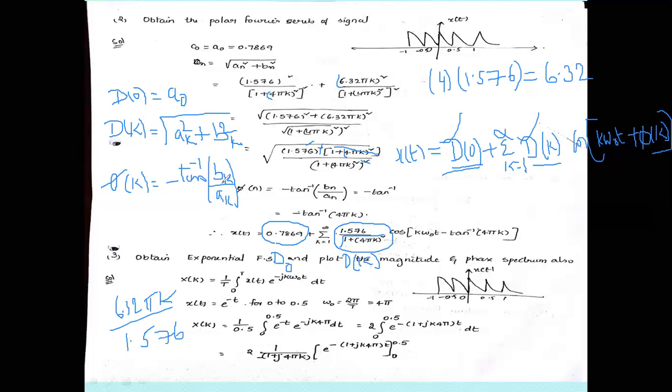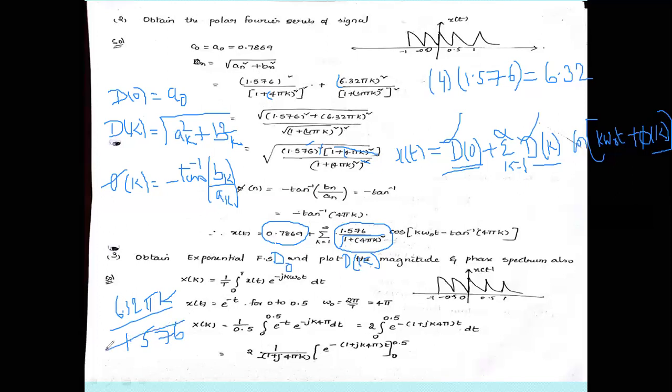Okay, my dear students, this is b of k only. I am not taking the square here. What is b of k? 6.32 pi k is the numerator, and a of k is 1.576. The denominator is the same, so both denominators will get cancelled and we take the 1.576.